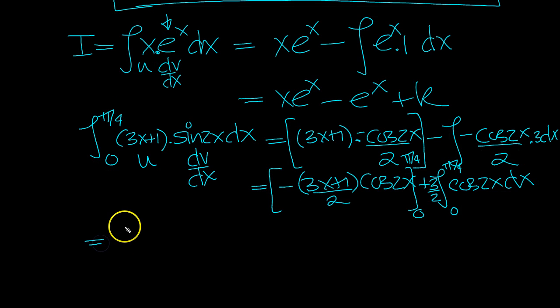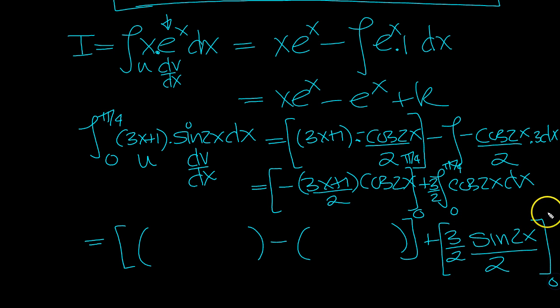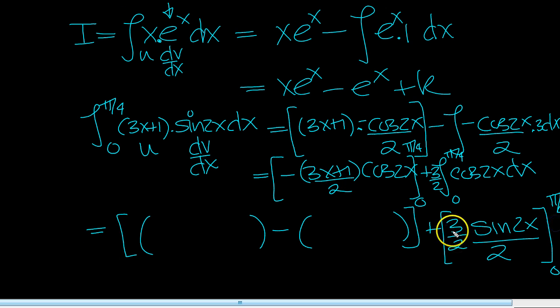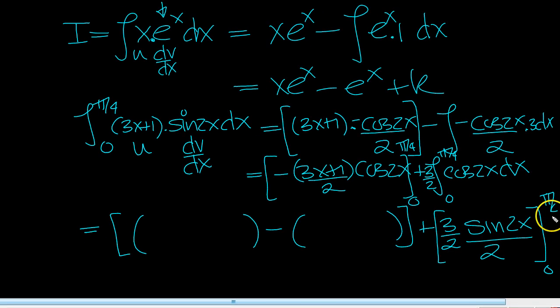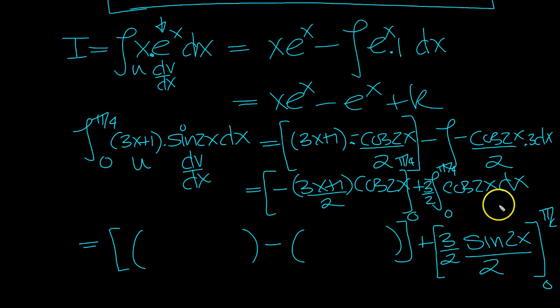So this is equal to top value, take away bottom value on the first thing here, plus 3 over 2 lots of this integral. Integral of cos is sine over the a, which is 2, and that's also between 0 and pi over 4.